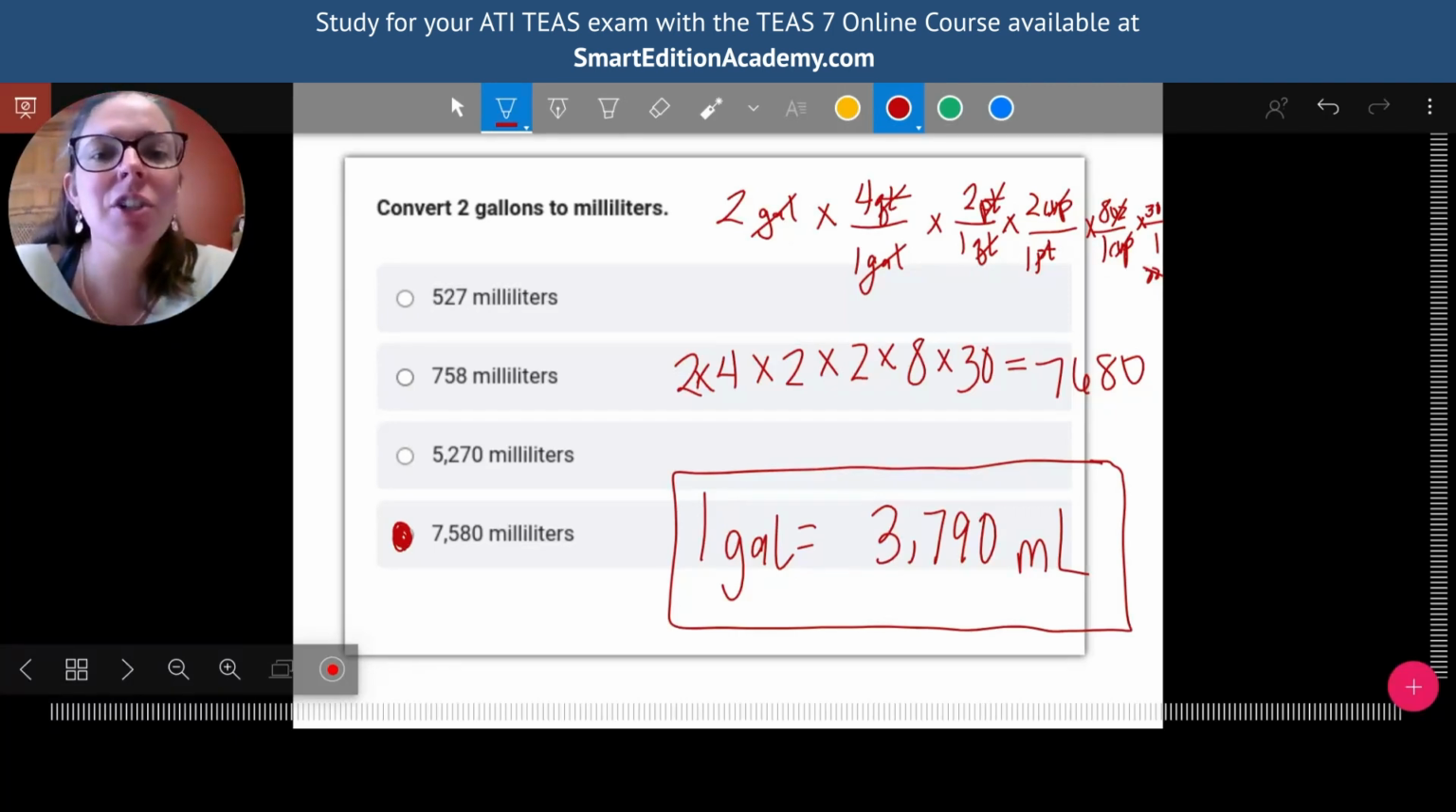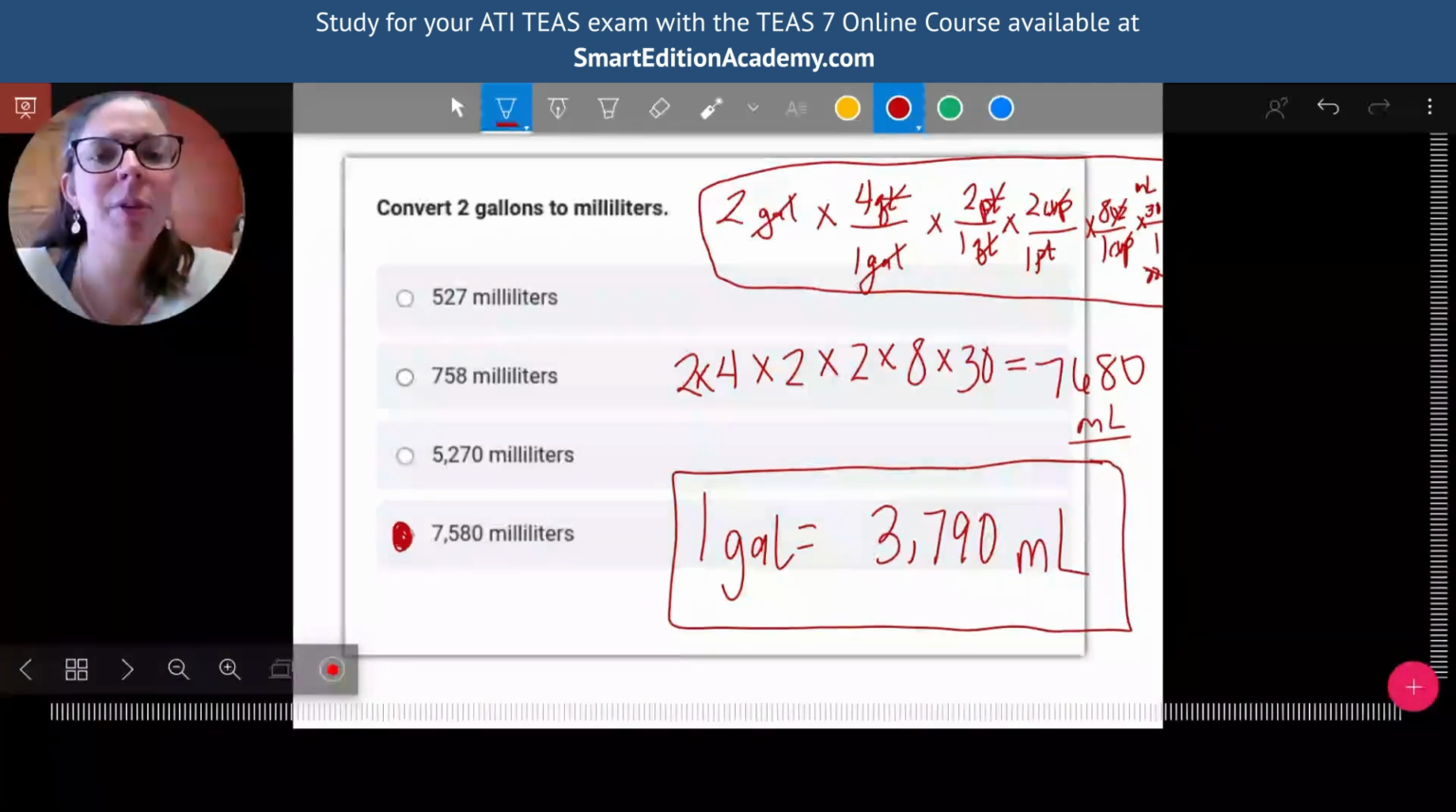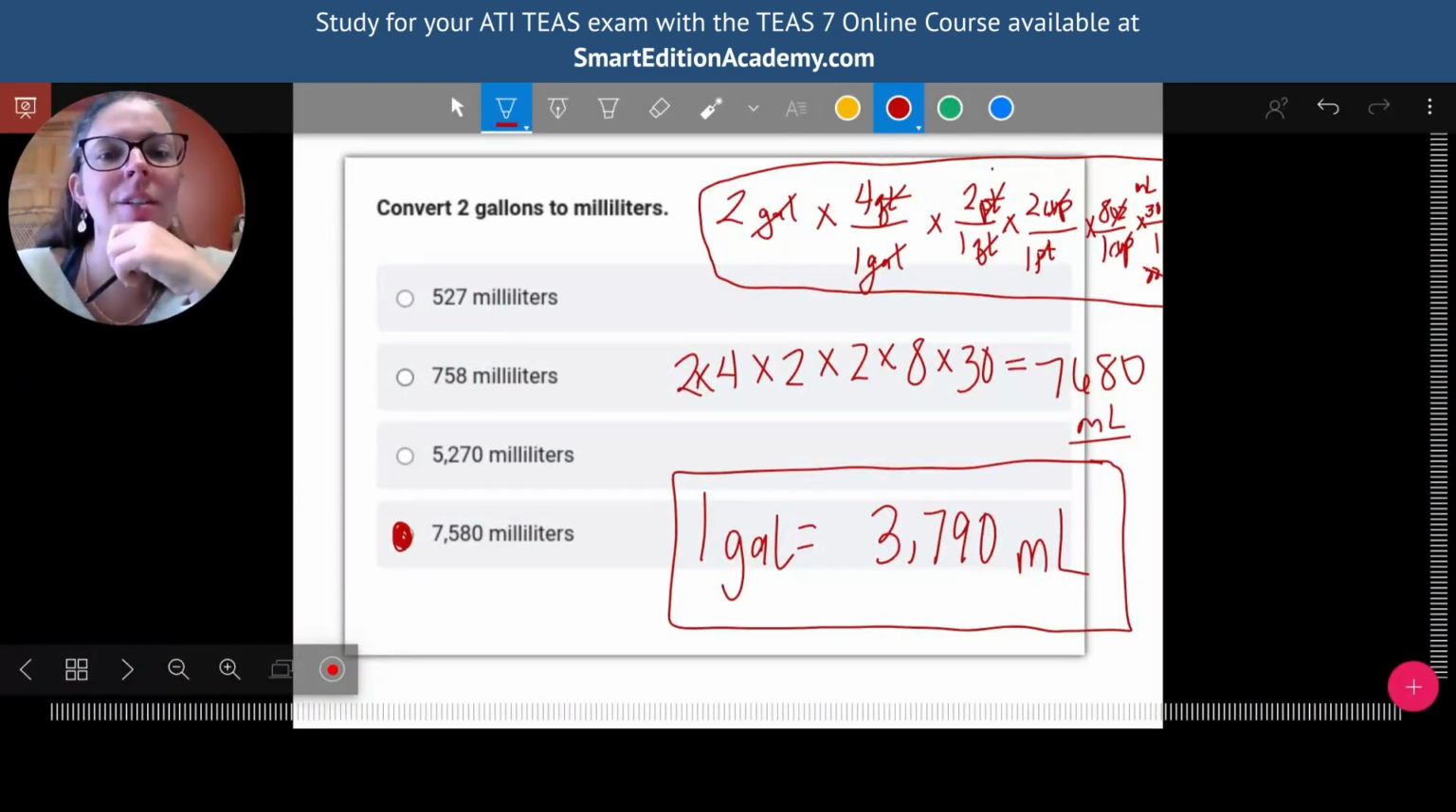But essentially what I did up here was write out all of my conversions so that all I was left with was the milliliters at the top, which is what I wanted to end with. So I basically found 5 conversions that would allow me to end in milliliters starting with gallons. Ooh, okay, that was fun.